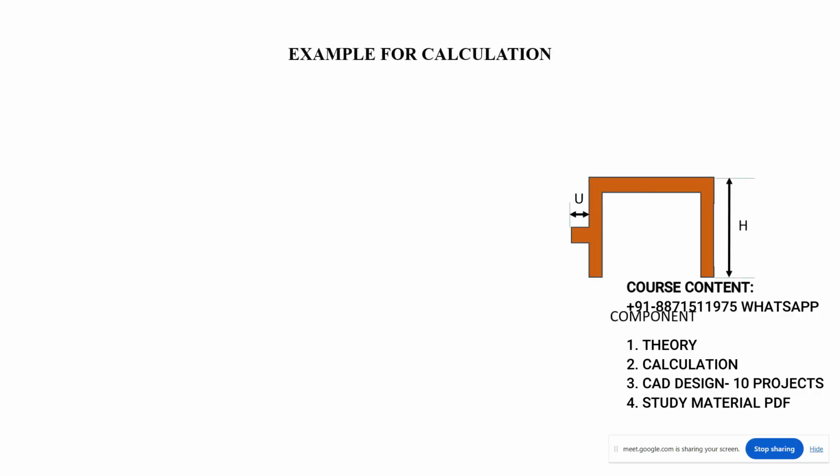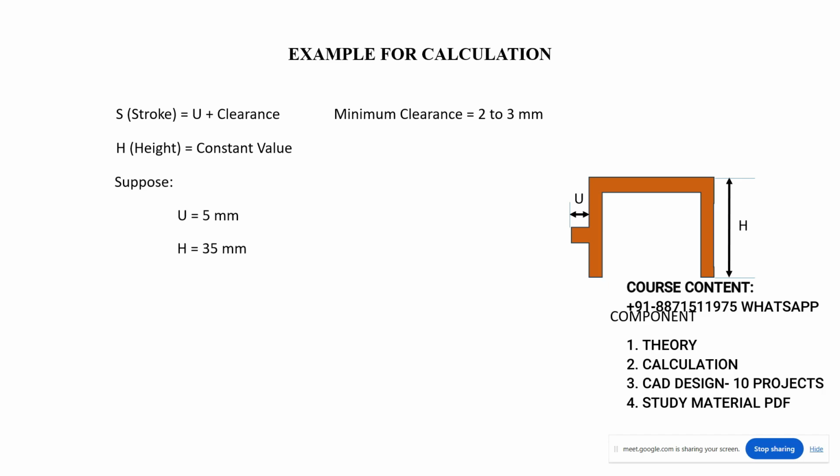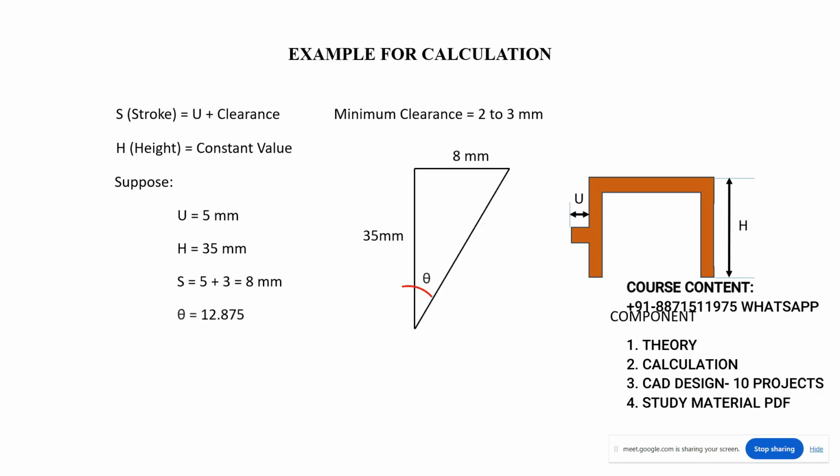Understood? Now, just for an example, for the calculation, see here. Stroke is nothing but undercut plus clearance, and minimum clearance I can take 2 to 3 mm. Height will be a constant value which depends upon the height of the component. Right now, I am taking the height of the component. Suppose, for example, undercut is 5 mm, H is 35 mm. Now calculate the angle. See here. So the angle is 12.87.